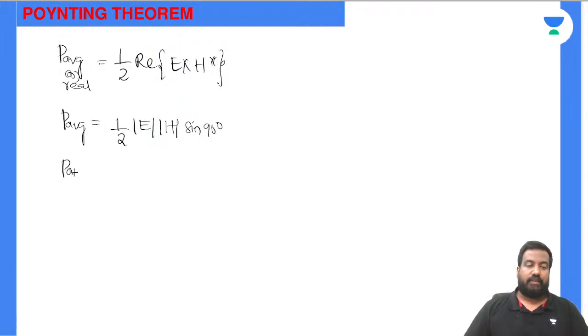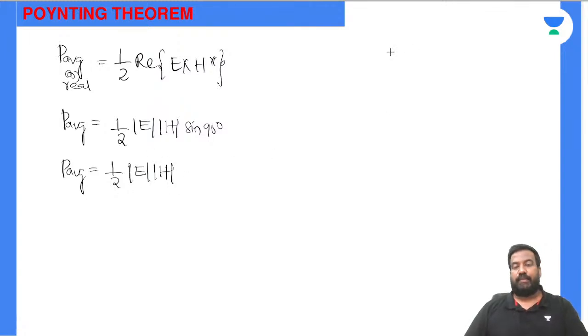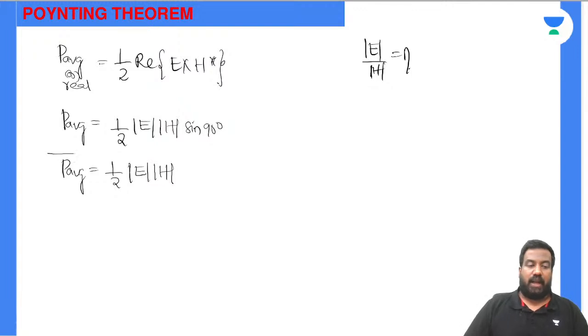From this we get average Poynting vector value is 1 by 2 mod E mod H. But we know that ratio of E to H is eta, intrinsic impedance. Thereby, this is average Poynting vector in terms of both E and H.